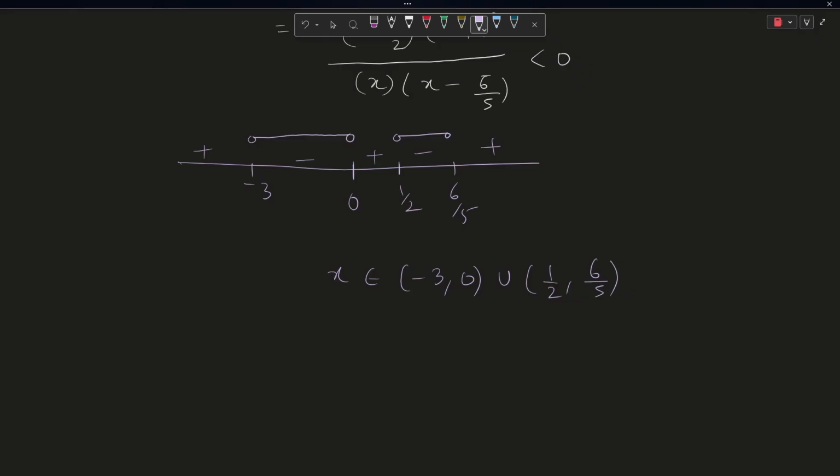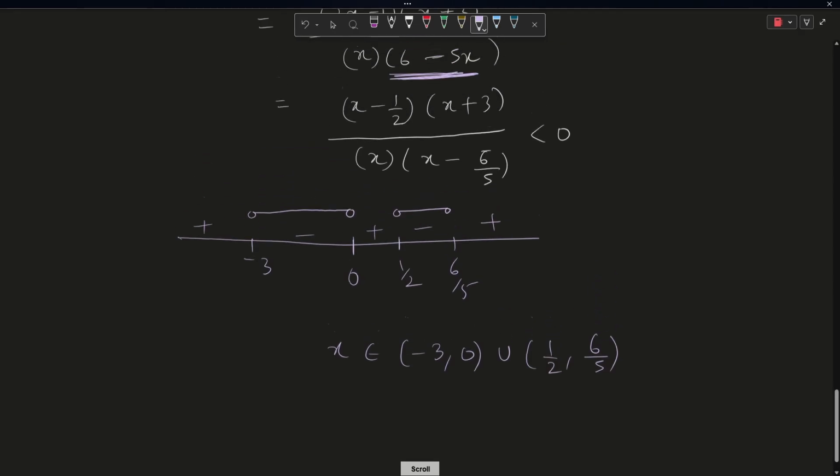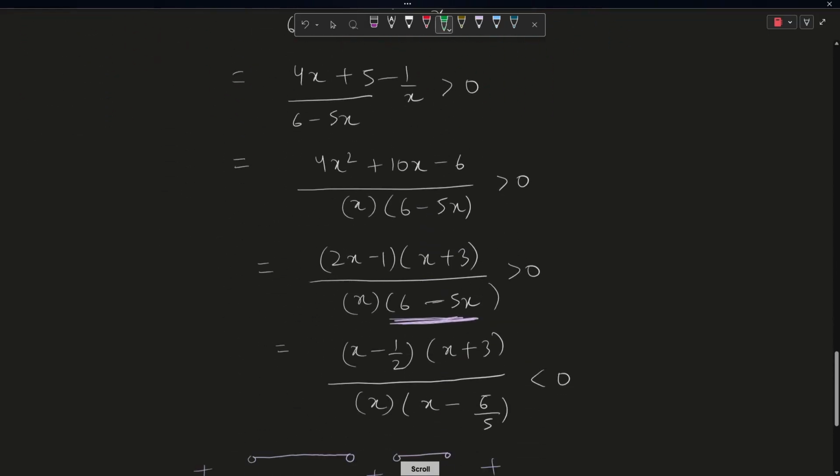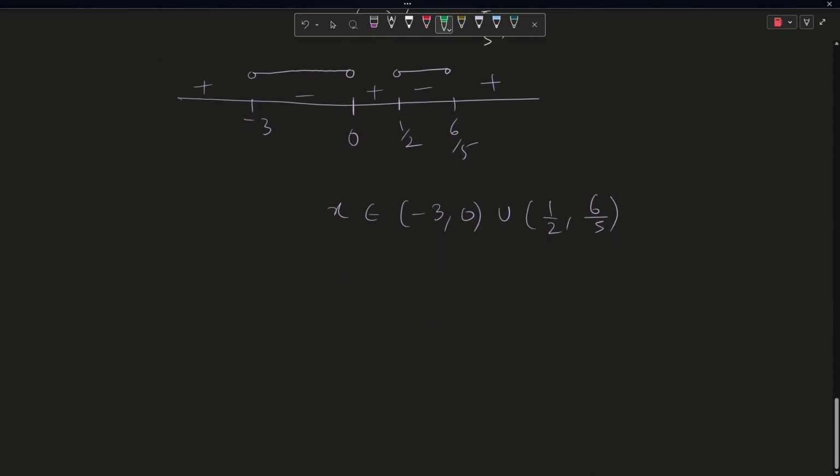The answer is obviously no, because we have to also take the condition of the base that we have taken initially, which is x belonging to 0 to 1. So if x is belonging to 0 to 1, that means 1 will be somewhere here, and the common part that is coming is 1 by 2 to 1.